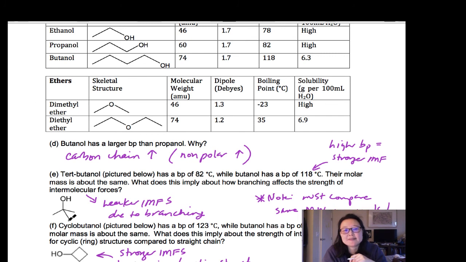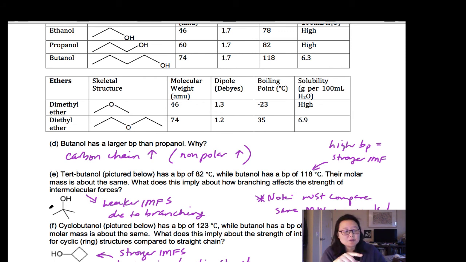Tert-butanol is this molecule, and butanol is this molecule, and they have very different boiling points. This one is much higher at 118. This one, same number of carbons and hydrogens and oxygens. So it's an isomer. It's got a lower boiling point. So what does that tell you about the strength of intermolecular forces? I put that the branching appears to make the intermolecular forces weaker.